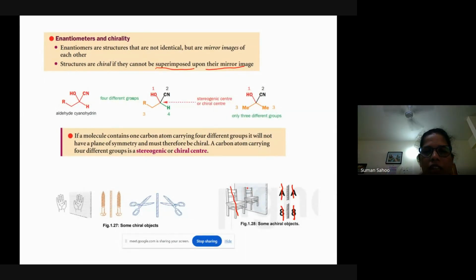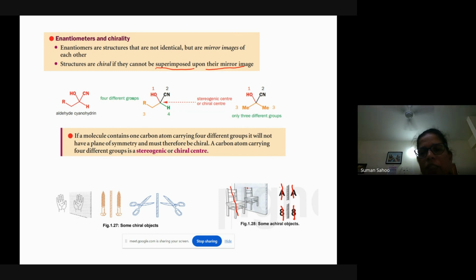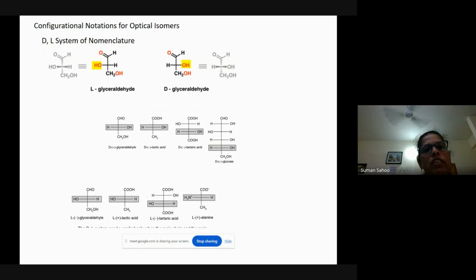So the first condition: if we have a carbon attached to four different groups, that would be a chiral center. We will come back to this, as there are some deviations from this, under some conditions. Okay, so these are some chiral objects, and these are achiral objects. Enantiomers are non-superimposable mirror images of each other. So how do we give notations to these enantiomers?